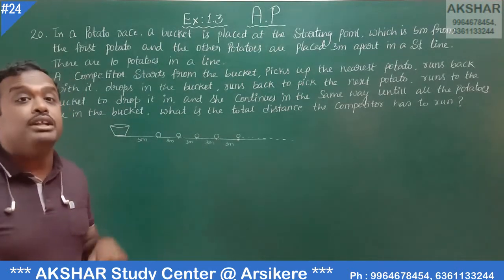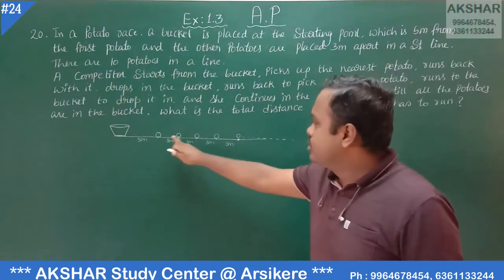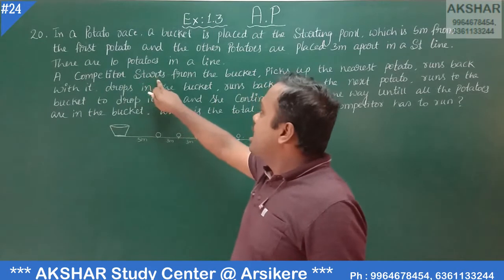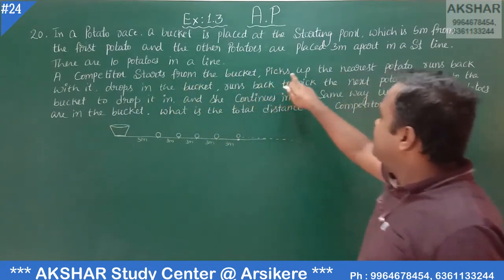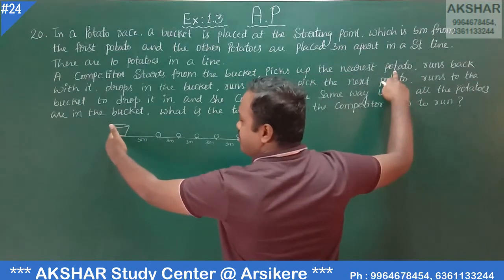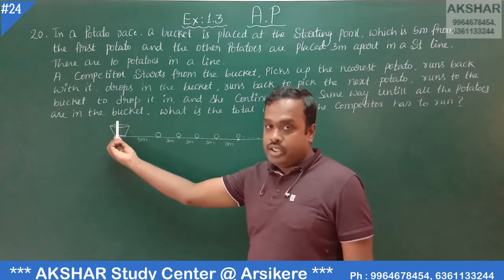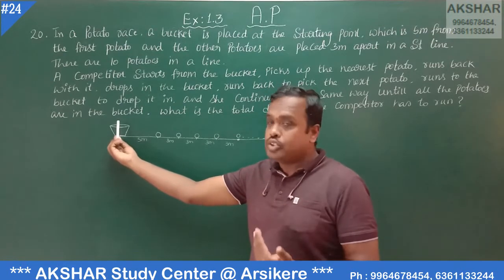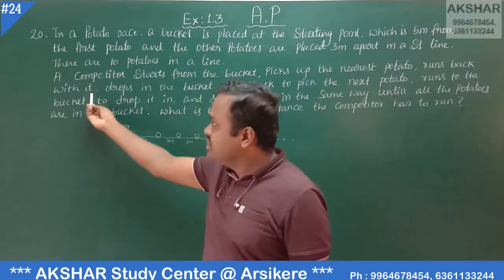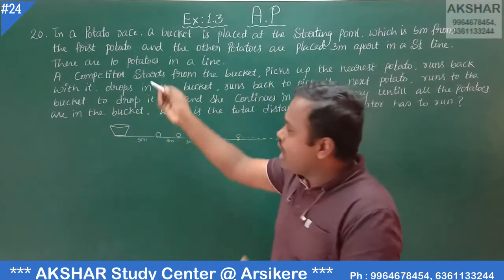Now let us come to the remaining part of the problem. See children, here there are 10 potatoes. We came to know that there are totally 10 potatoes. Okay, keep that in your mind. A competitor starts from the bucket and picks up the nearest potato. Let us say this is the competitor, starting from the bucket. He tries to pick the first potato, the nearest potato to the bucket, which means the first potato. Okay, he runs back with it.